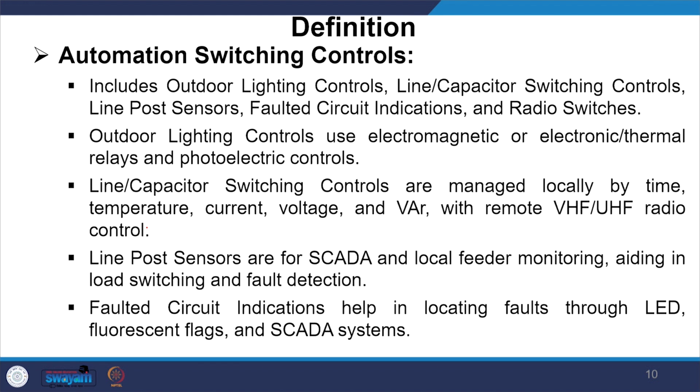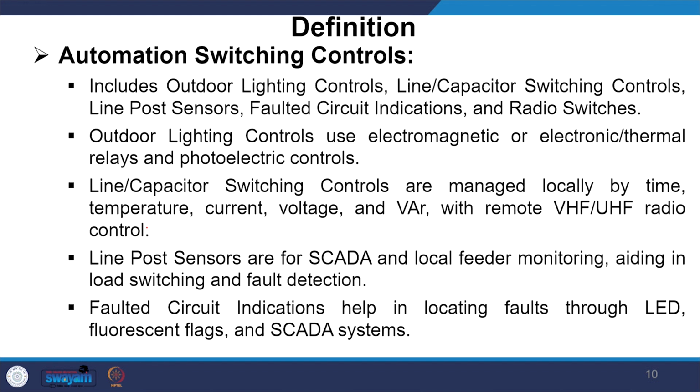Now let us understand automation switching controls, which include outdoor lighting controls, line capacitor switching controls, line post sensors, faulted circuit indications, and radio switches. Outdoor lighting controls use electromagnetic or electronic thermal relays and photoelectric controls. Line capacitor switching controls are managed locally by time, temperature, current, voltage and VAR control, and remotely by VHF and UHF radio controls.